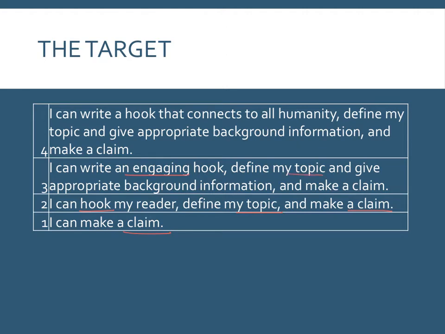Not only are you defining your topic, you're also giving appropriate background information, and at the end, you're once again making your claim. At the 4 level, your hook is so engaging that it can connect to all humanity. All people will be able to find something to relate to within it, and then you are still defining your topic, giving your appropriate background information, and making your claim.